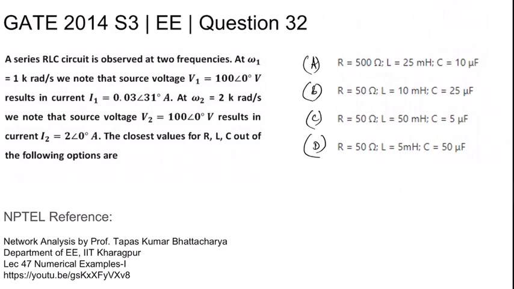At omega 2 equal to 2000 radians per second, voltage is observed V2 as equal to 100 angle 0 volts, which results in current I2 equal to 2 angle 0 ampere. Then, given these two observations, the closest values for R, L and C are asked.